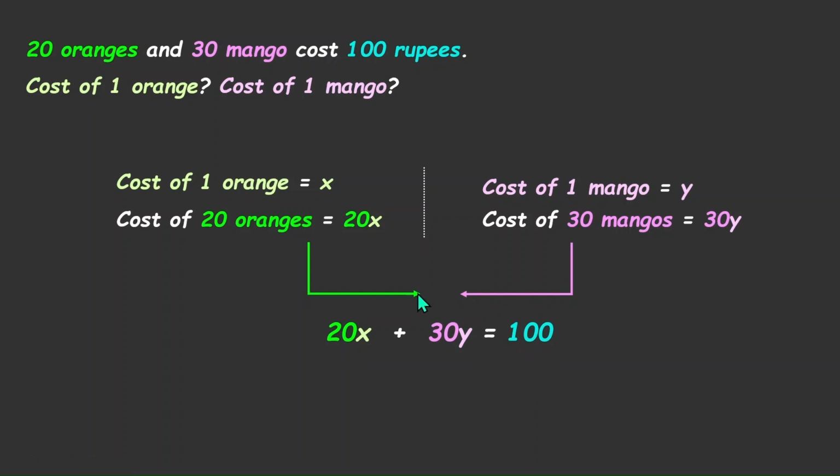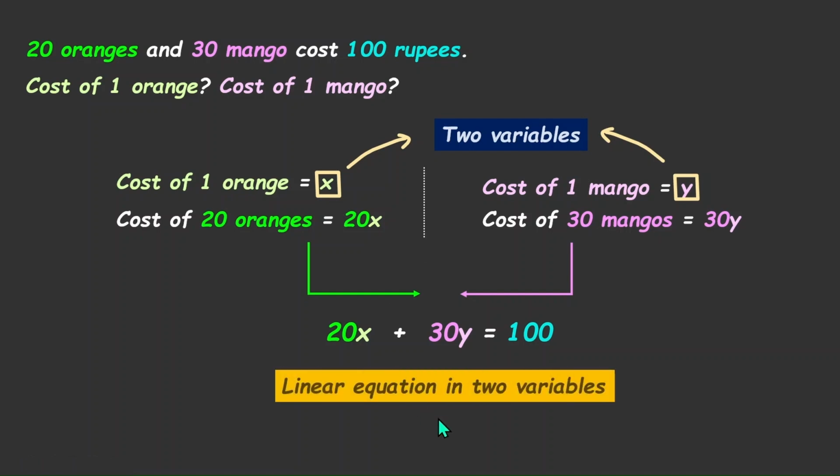Now in this equation, understand that we have two variables, x and y. However, the power of both x and y is 1. So this becomes a linear equation, but we have two variables. So this becomes a linear equation in two variables. And that is how we form a linear equation in two variables.